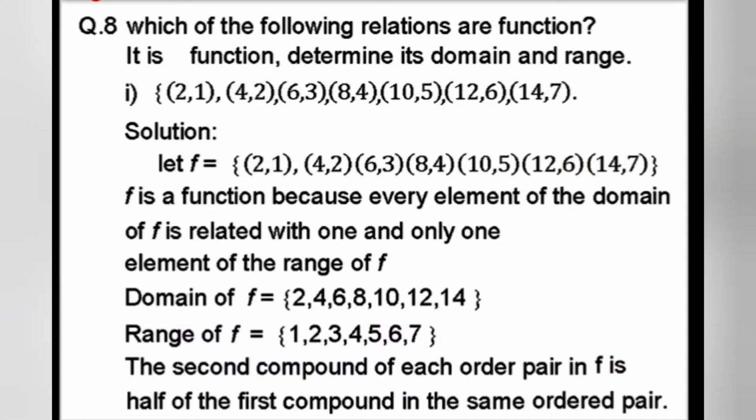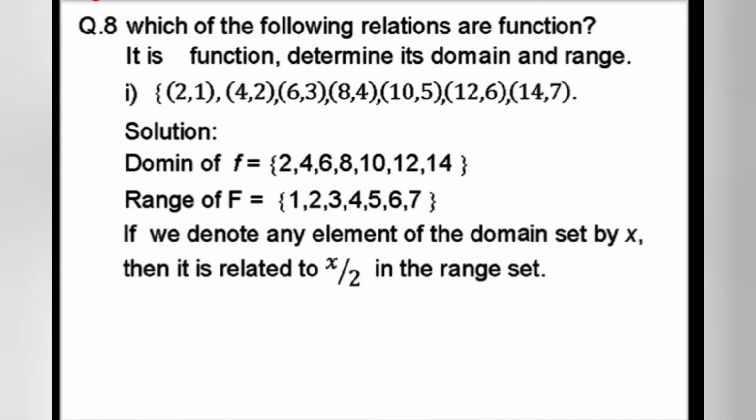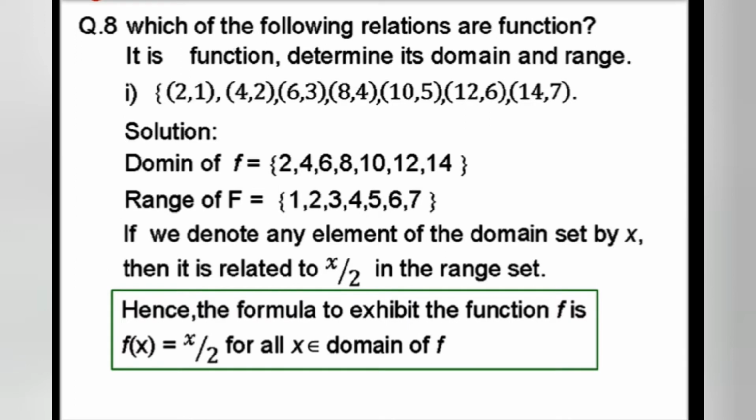The second component of each ordered pair in F is half of the first component in the same ordered pair. If we denote any element of the domain set by X, then it is related to X upon 2 in the range set. Hence, the formula to exhibit the function f is f of x is equal to x upon 2 for all x belonging to the domain of f.